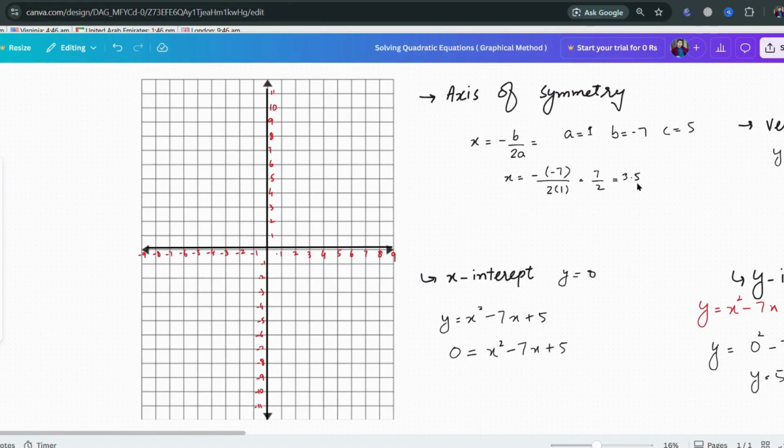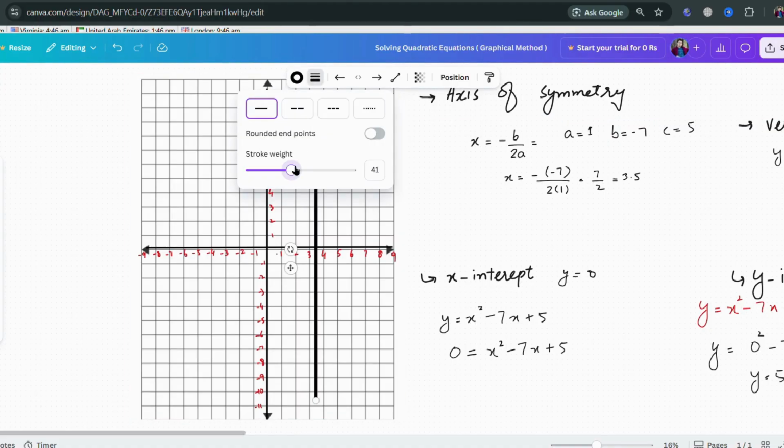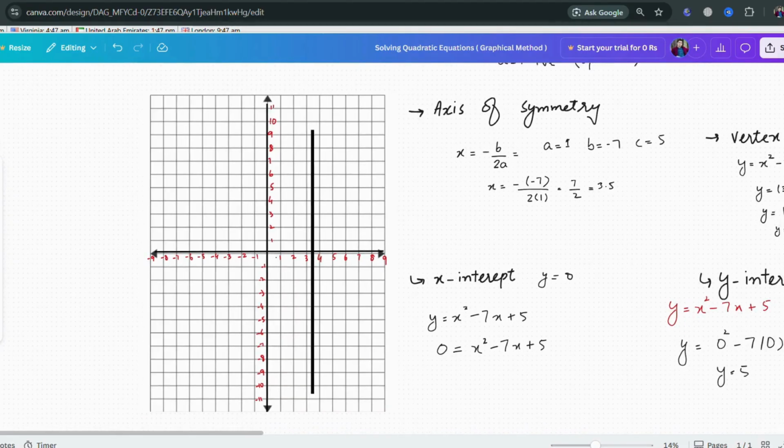First of all, I have the axis of symmetry equivalent to x equals 3.5, right? So let me put the axis of symmetry over here. 3.5 means I have the axis of symmetry somewhere at this point, okay? This is probably 3.5 over here. Let me just adjust it further. This is where the axis of symmetry would be, at 3.5, okay?